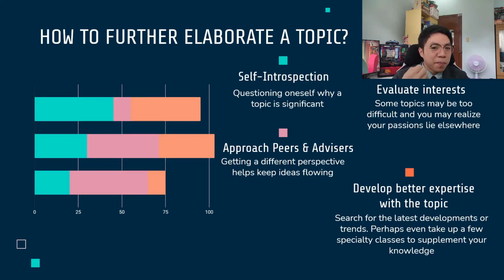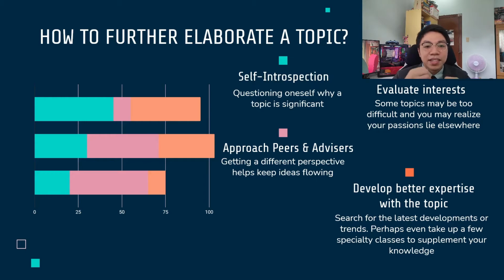So our research topic at first may sound very interesting to us. However, as we go on through the research and we start recognizing the things that we need to do, we may find that our passions may lie elsewhere. So after you perform a self-introspection, the second thing that we have to do would be to evaluate our interests, because this will be one of the driving forces for a researcher to further their research and also helps in elaborating the topic.